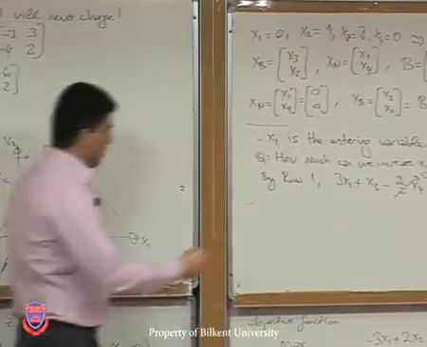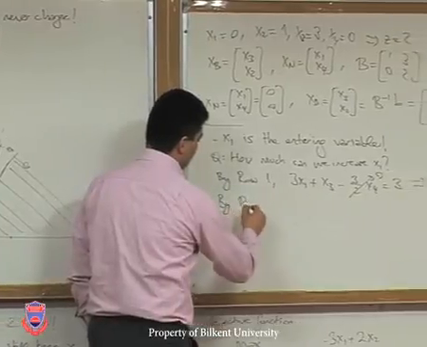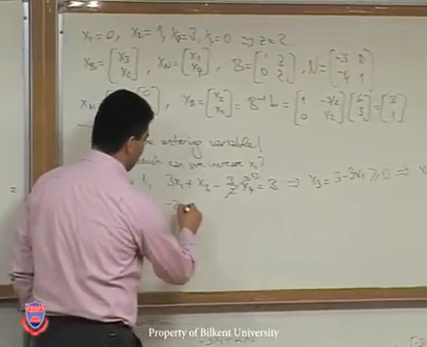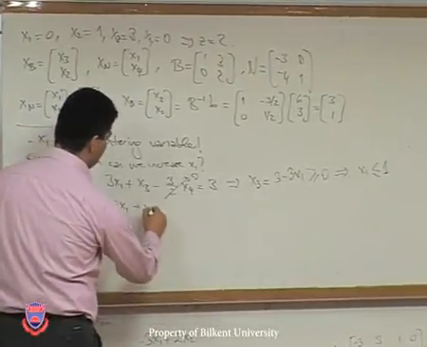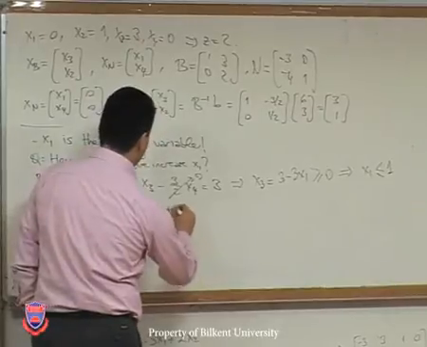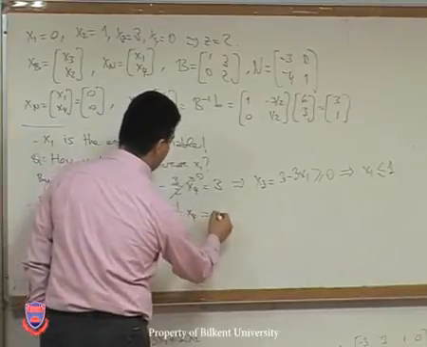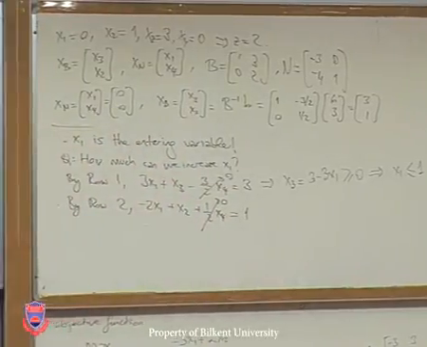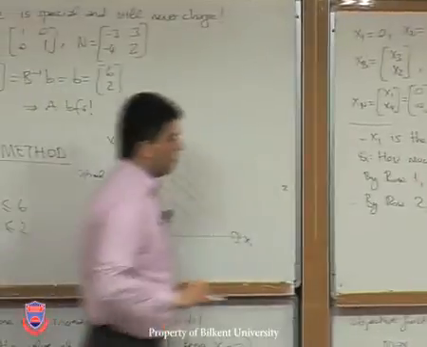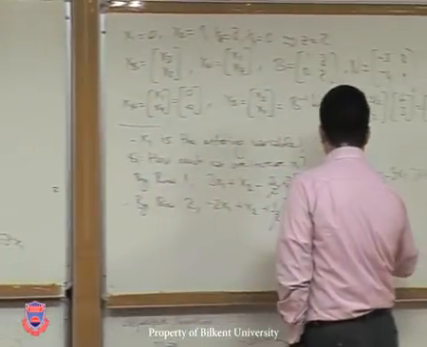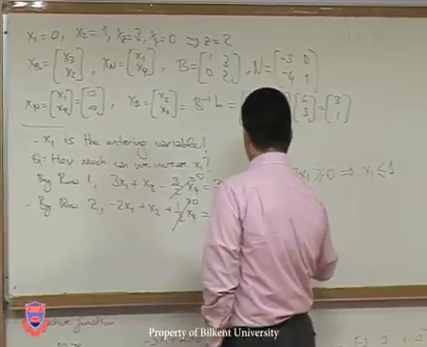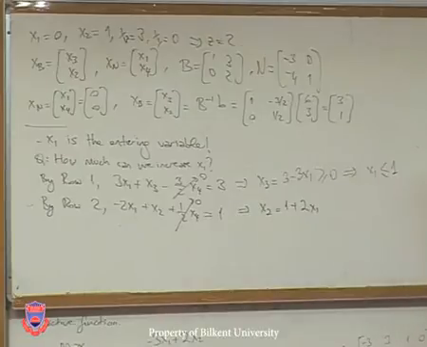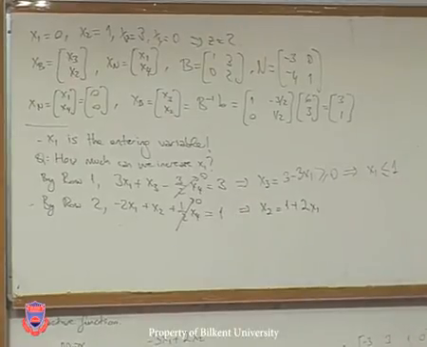Okay? What about row 2? So let me first copy row 2 as well. Minus 2x1 plus x2 plus 1 over 2 x4. And the right-hand side value is 1. Again, I'm keeping x4 equals 0. Okay, x4 is non-basic, and I'm not changing that. So we have the following relation. x2 will be given by 1 plus 2x1. Okay?